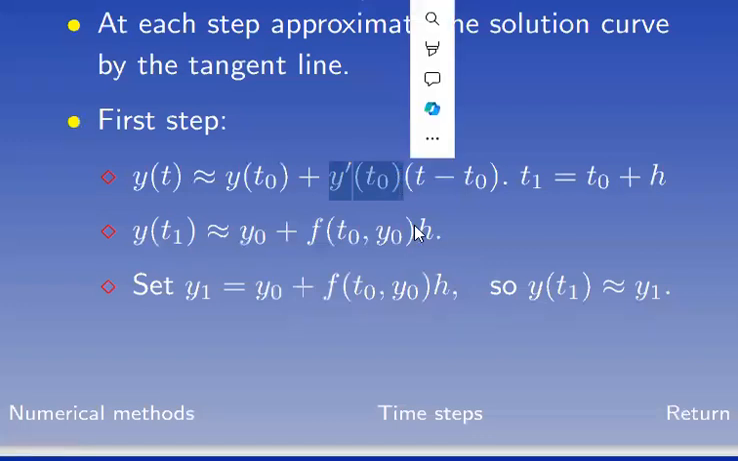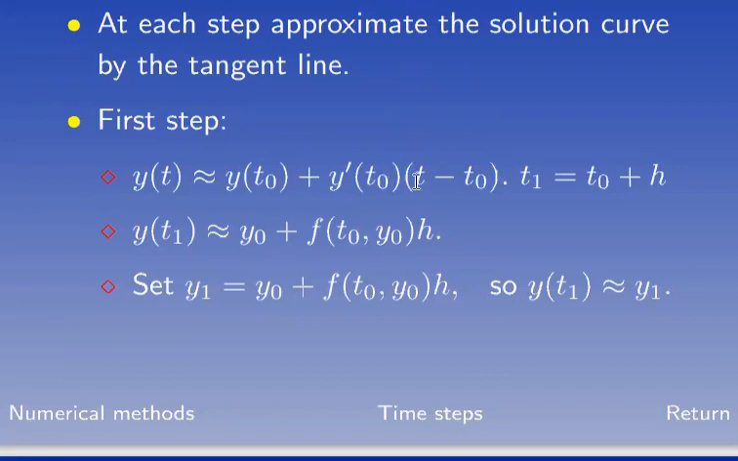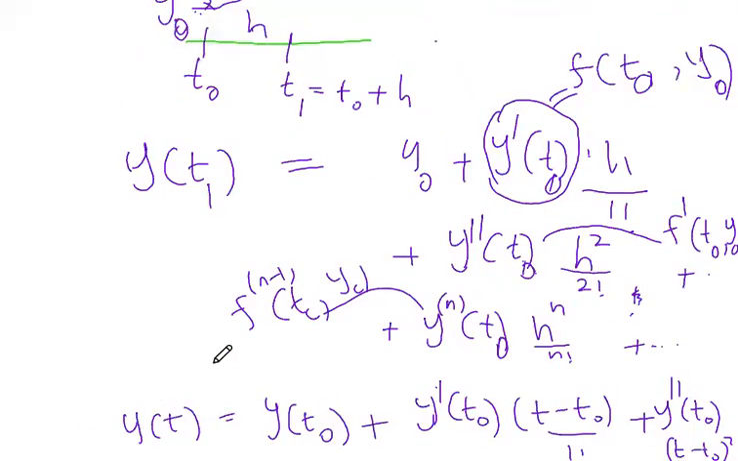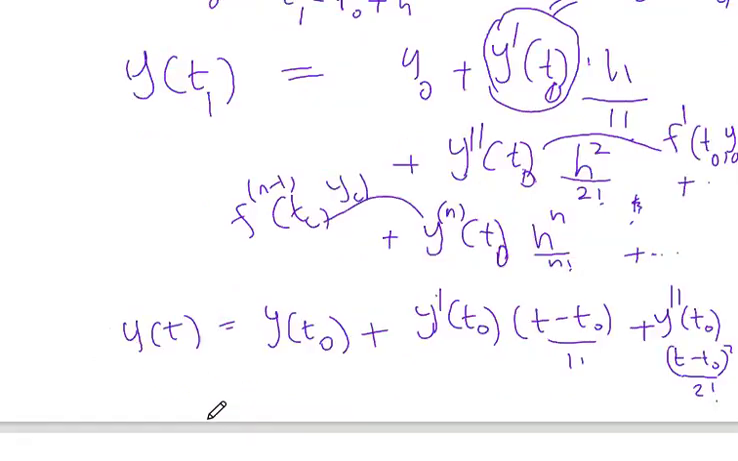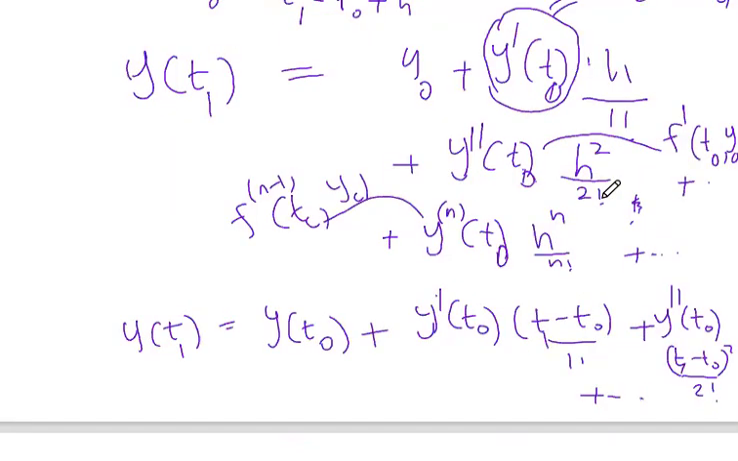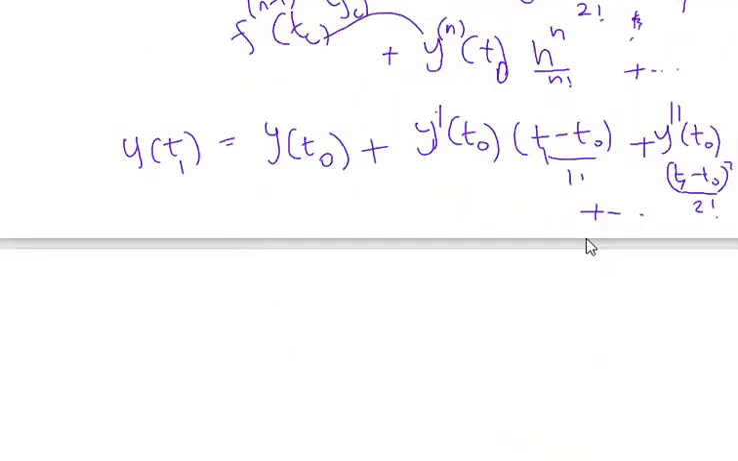Here we go: the y prime of t naught and y double prime of t naught times t minus t naught squared over factorial two, and so on and so forth. We have that infinite series. If you consider all terms in this Taylor series, the Taylor series converges to the exact solution. So the exact solution is this. But if you truncate this infinite series at this place, there's a difference between the exact and the Taylor.